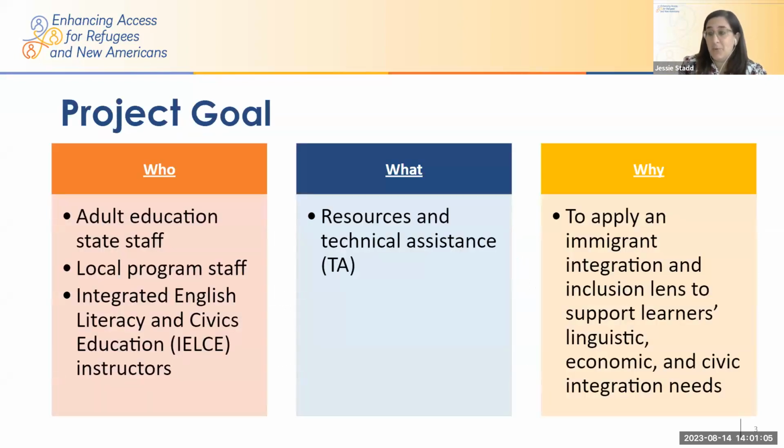So first, I'll just say a word about the EARN project. EARN is a national initiative of the Office of Career Technical Adult Education at the U.S. Department of Education. And we aim to provide the adult education field with technical assistance and resources around how you take IELCE, or Integrated English Literacy and Civics Education activities, along with perhaps your other English language acquisition activities, and think about them with an immigrant integration approach so that we can support learners' linguistic, economic, and civic integration.